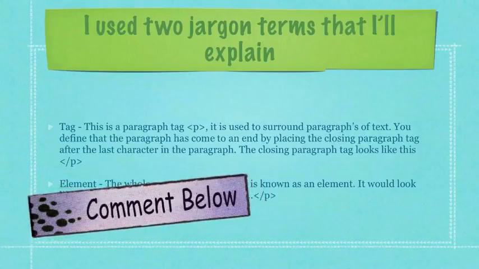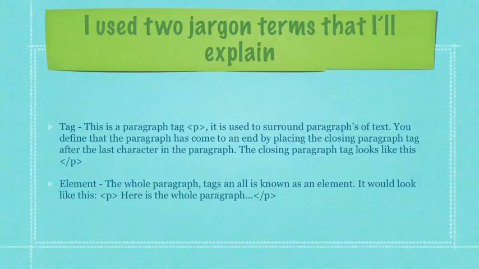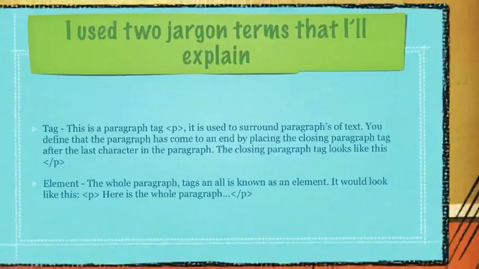This is a paragraph tag. It is used to surround paragraphs of text. You define that a paragraph has come to an end by placing the closing paragraph tag after the last character in the paragraph. The closing paragraph tag looks like this. In regards to an element, the whole paragraph, tags and all, is known as an element. It would look like this, with an opening paragraph tag, which encloses all of the words that go into the paragraph, and a closing paragraph tag.